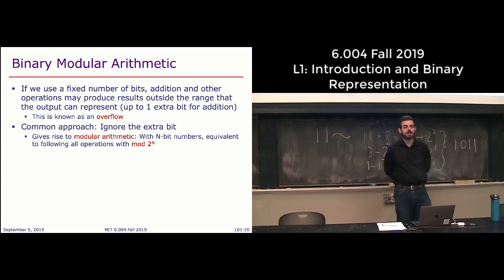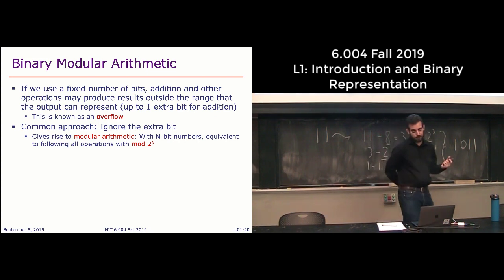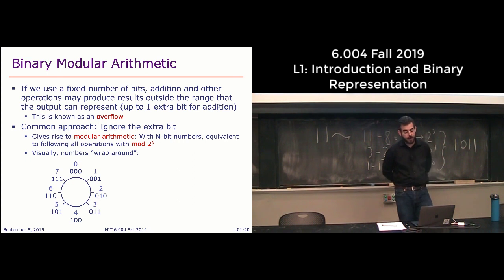So a common approach is just throwing away the extra bit and taking the 16 or 32 or m bits that we're considering. And this gives rise to modular arithmetic, which basically means that throwing the extra bit is equivalent to, when you have m-bit numbers, just following all operations, addition, multiplication, and so on, with mod 2^n, right? So doing all operations modulo 2 to the power of n, the number of bits that you have.